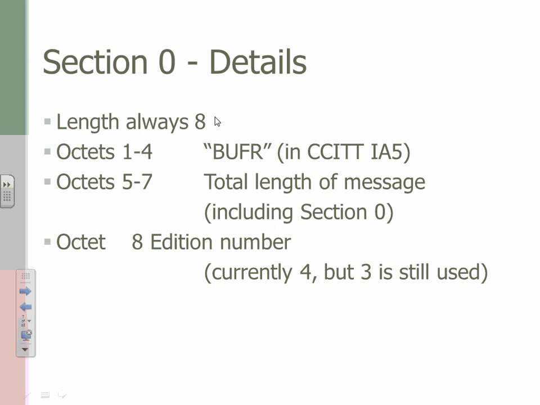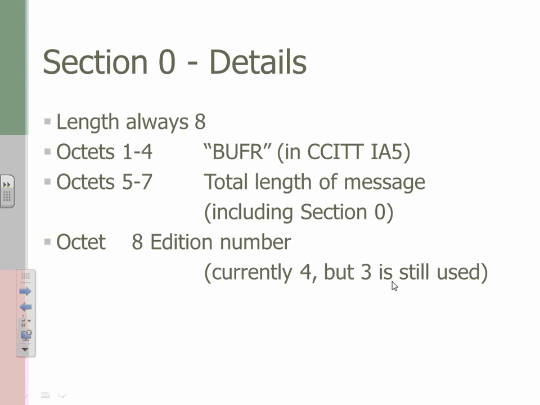So the section 0 length is always 8. Octet 1 to 4 is buffer in a character format, and then octet 5 to 7 is total length of message, and octet 8 is edition number, currently 4. Yeah, but 3 is still used. That's what I said before.